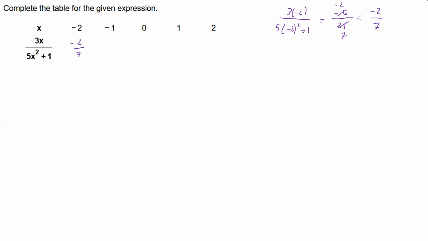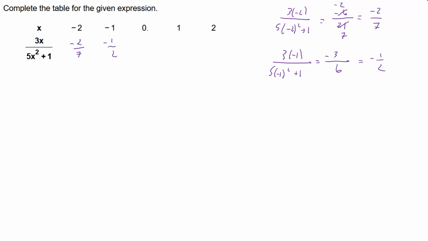Now we're going to do the same thing here. We're going to take 3 times negative 1 divided by 5 times negative 1 squared plus 1. And so that's going to be negative 3 over, well, that's going to be a positive 1. So it's going to be 5 plus 1, which is 6. And so that's just negative 1 half.